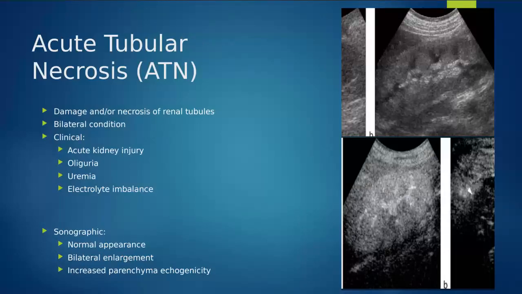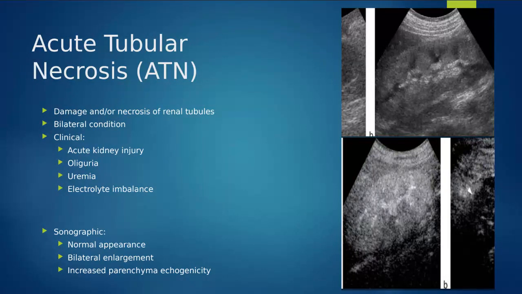Next, we have acute tubular necrosis. So this is when we have the damage or death of the renal tubules. This is going to always be a bilateral condition, so we need to be aware of this in our patients. These patients are usually going to be going for dialysis. Clinically, we are going to see acute kidney injury. That is a test that is run pretty much in every emergency room when a patient comes in for kidney stones or flank pain. We are also going to see uremia, electrolyte imbalance, and oliguria.